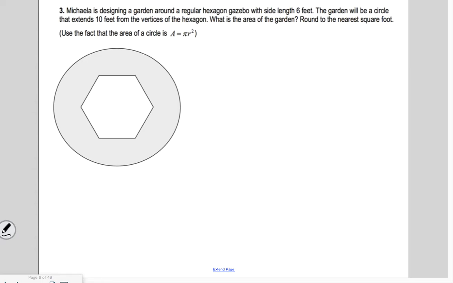So Michaela is designing a garden around a regular hexagon gazebo with side length of 6 feet. The garden will be a circle that extends 10 feet from the vertices of the hexagon. It's not really drawn to scale, but this is 10 feet here. What is the area of the garden?